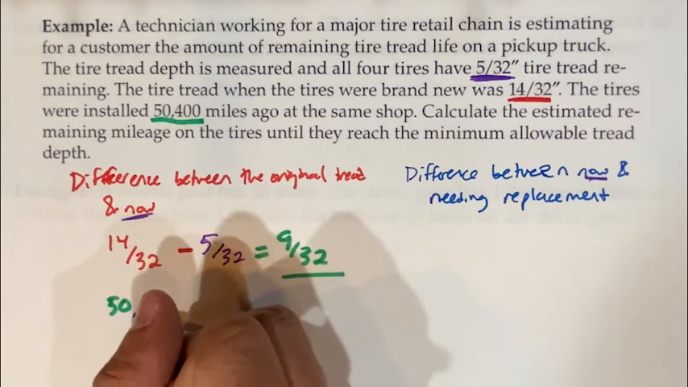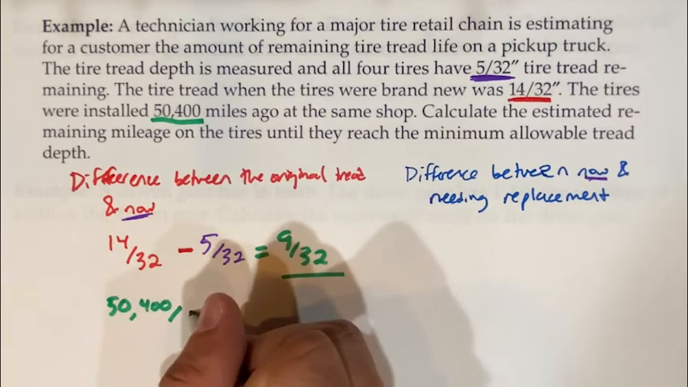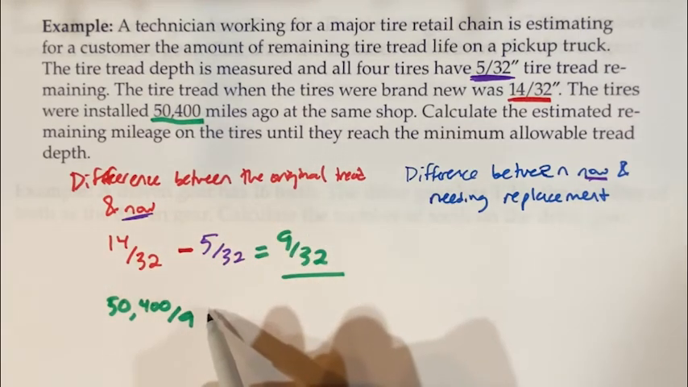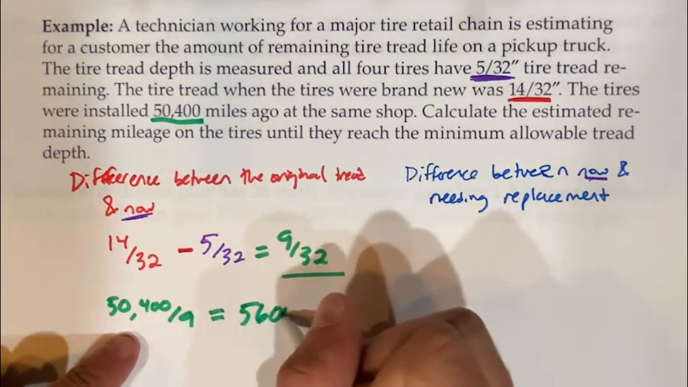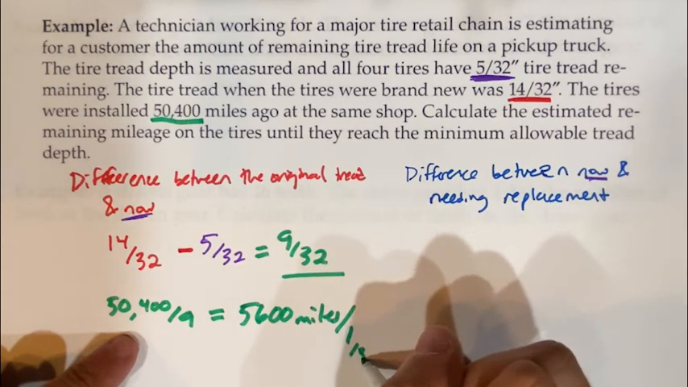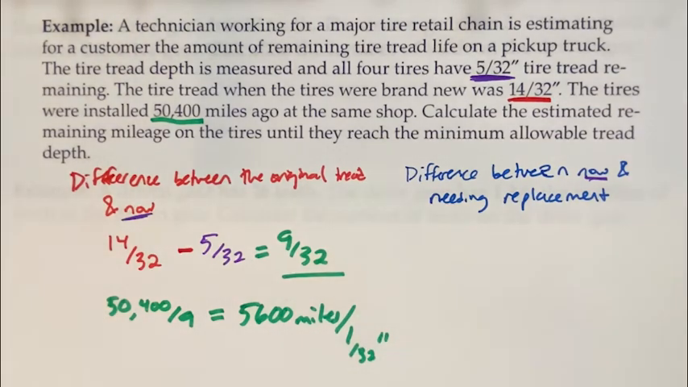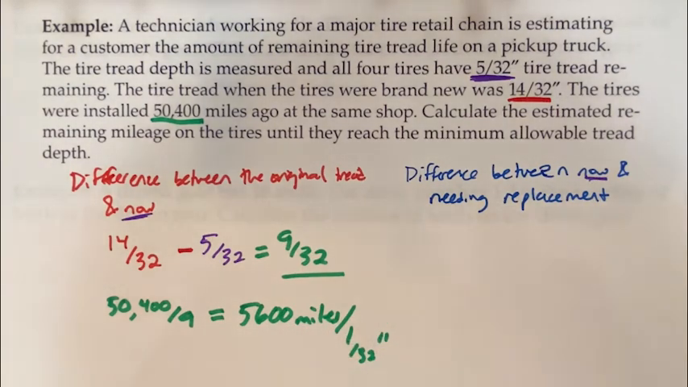So to calculate out how many miles every time that we lose 1/32 of an inch, we're going to divide 50,400 by 9. And that is actually going to give us a value of 5,600 miles per 1/32 inch. Okay, that's kind of a messy way of saying that, but I just wanted to show you what the rate actually is.